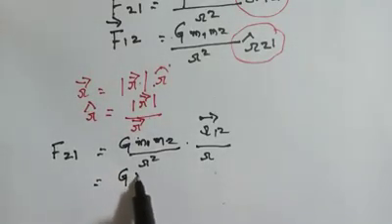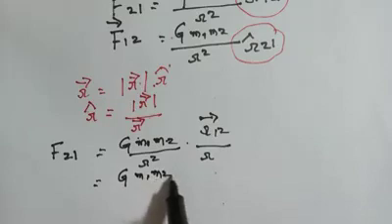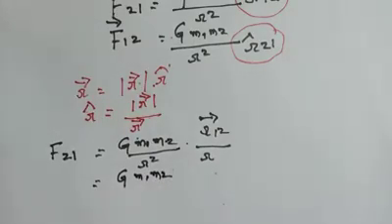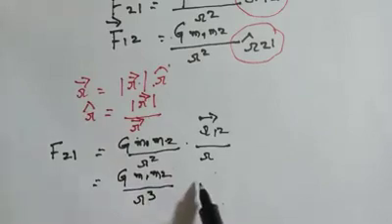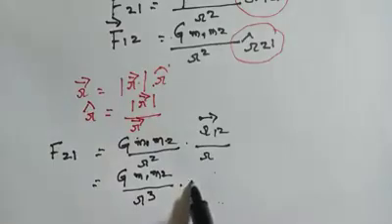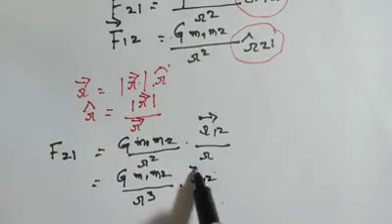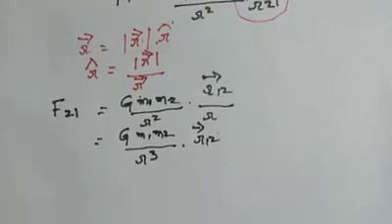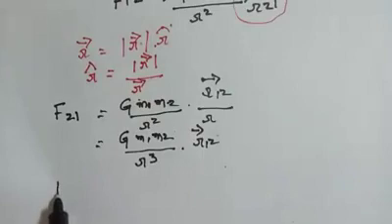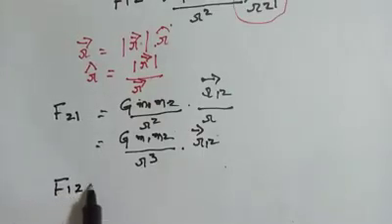From there what we can write is G m1 m2, and this we multiply and we get r cubed, and we need to write it by the vector r12. This is a vector, right? So this is the representation of f21. Quite simple, you can understand. Now you can deduce f12 also, nothing to worry about.